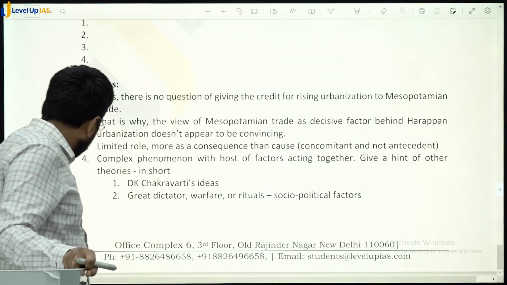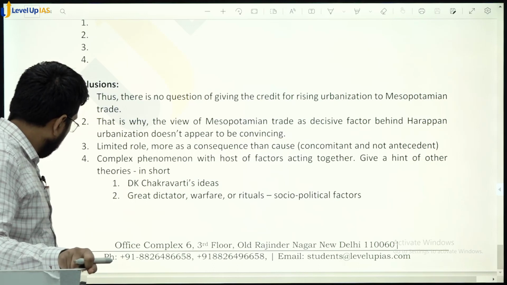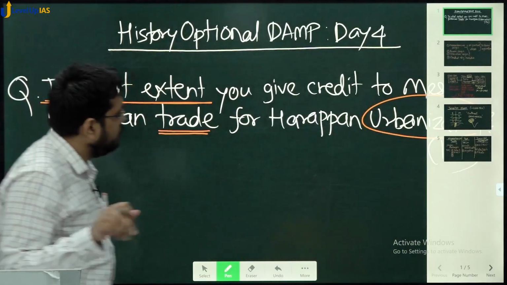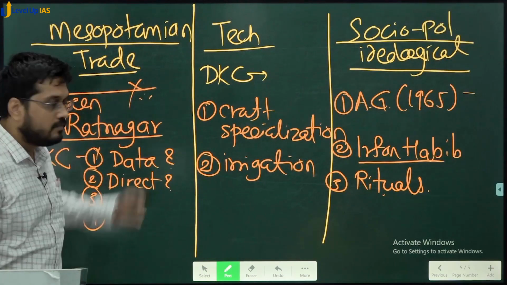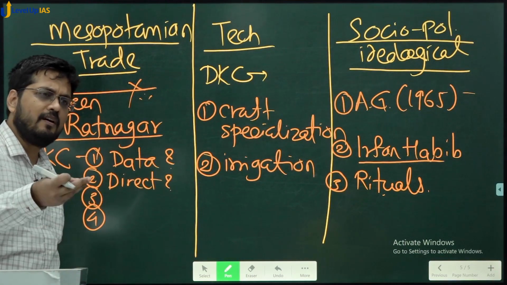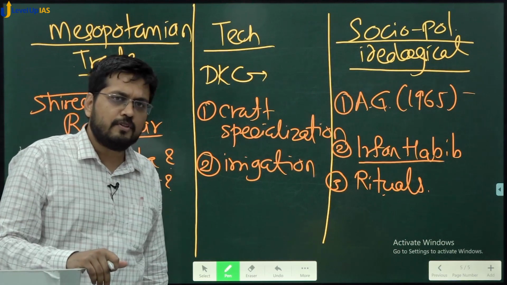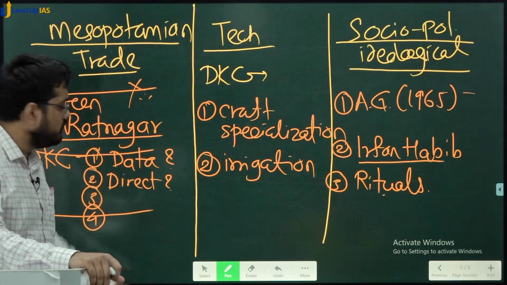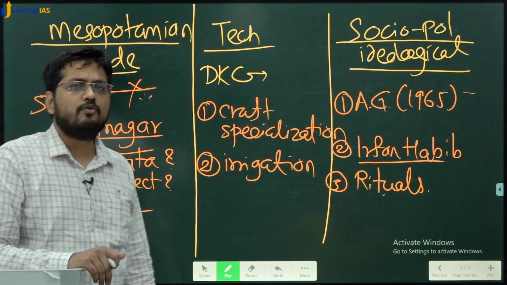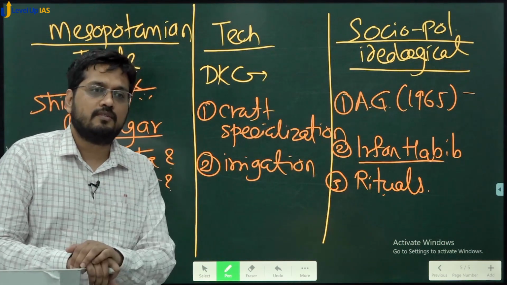If you don't want to go there, over here you can give only Ratnagar's view with evidences. Evidences you will find abound in any book on Mesopotamian trade. And then you give 4 points in opposition and conclude that it was not very substantial. That is a good conclusion.